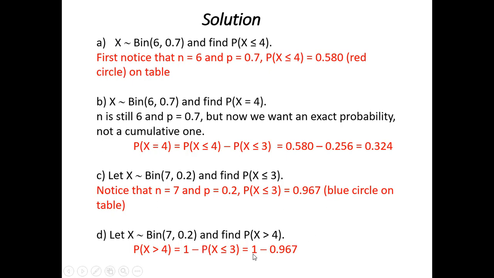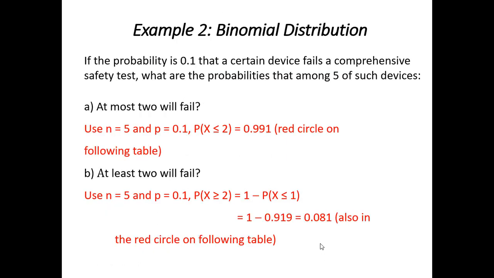So our answer would be 1 minus 0.967. So let's see, I see that number isn't here, but easy to find. We get, what do we get? 0.033, I believe. Okay, so there's a problem using binomial probabilities and the table.